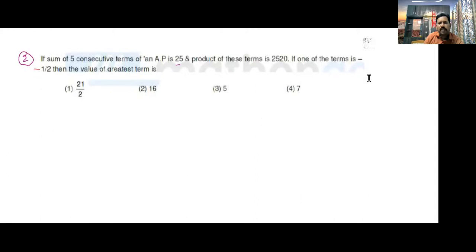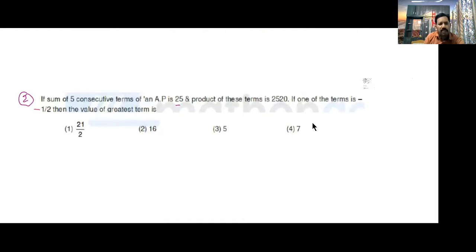Next question, see what is given. Sum of 5 consecutive terms of an AP is 25, and the product of these consecutive terms is 2520. One of the terms is minus 1 by 2. Then find the greatest term.